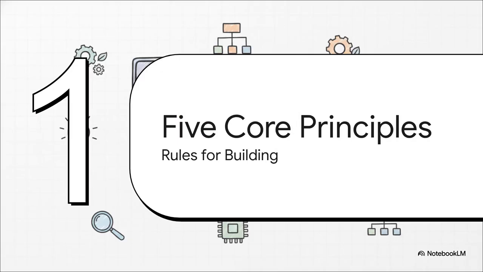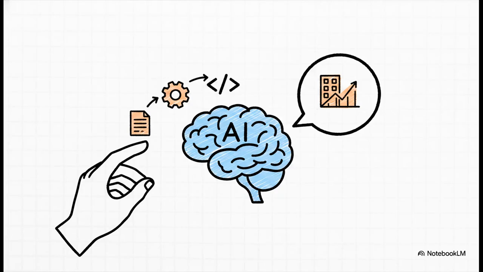So, to really get this right, you have to start thinking like a context engineer. And that means understanding the 5 core principles, the foundational rules for building the stuff. Principle number 1, and this is so important. Everything must be explicit. The model only knows what you tell it. Period. It's not going to guess anything about your project.